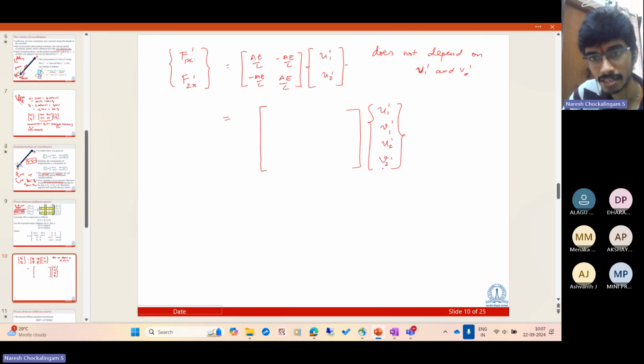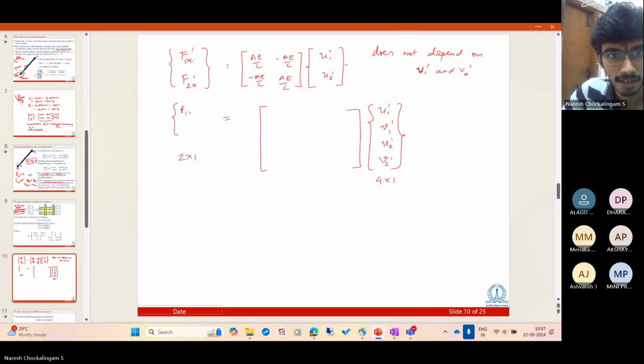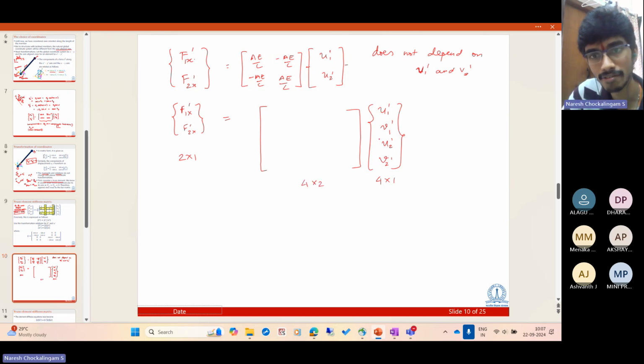Matrix multiplication has to be compatible. So this is 4 cross 1. Left hand side is 2 cross 1, which is just f1 x dash, f2 x dash. What should I do here? I need a 4 cross 2 matrix. So whatever is multiplying v1 dash has to be 0. So v1 dash has no stiffness contribution. I'll take the AE by L out. Corresponding to u1, the coefficient is 1. Corresponding to v1, the coefficient is 0. Corresponding to u2, the coefficient is -1. v2, 0. Similarly, with f2, what relates f2 to u1 is -1, f2 to v1 is 0, f2 to u2 is 1, and f2 to v2 is 0.